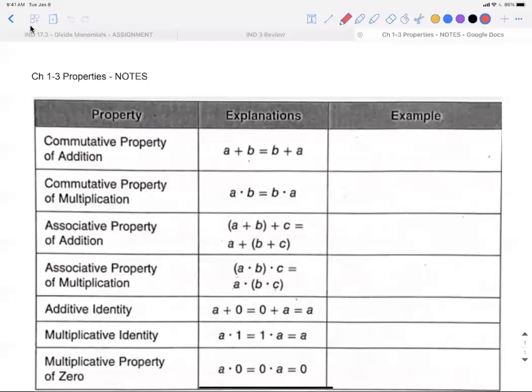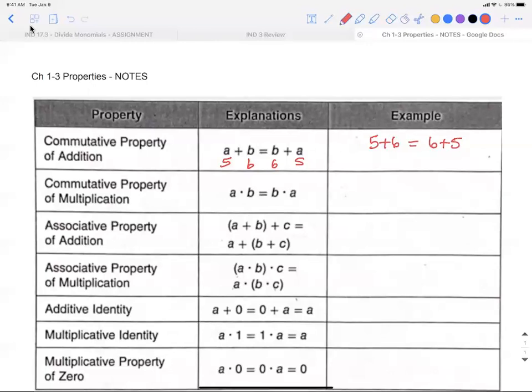So let's pick any number for a. Somebody give me a number. I don't care what it is. I need a number for A. 5. Okay. And then Briley, give me a number for B. 6. All right. So for A, we're going to use a 5. So what this means, if you go over here to the example, is that 5 plus 6 equals 6 plus 5. Okay.